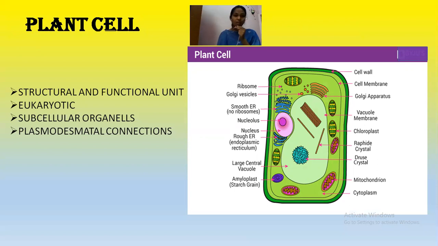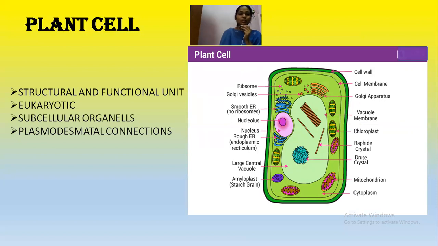Next, the subcellular organelles means the cell organelles which are present in the cell. All the plant cells contain many subcellular organelles. And one of the important characteristic features of plant cell is plasmodesmatal connections. The plasmodesmatal connections are the connections through which the transportation of materials takes place between two cells or among many cells. That means adjacent plant cells can continue their connection with plasmodesmatal connections.